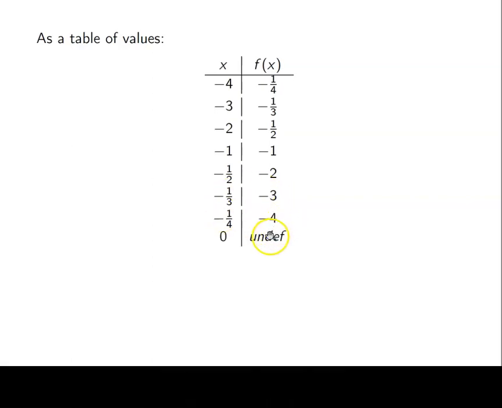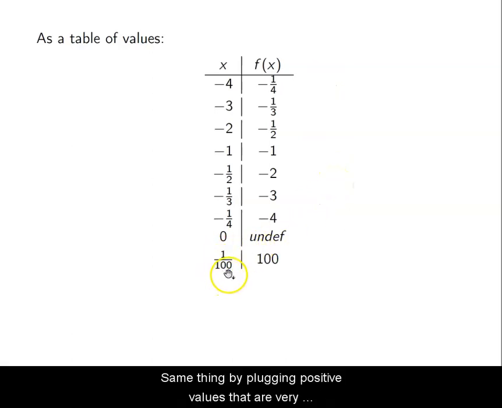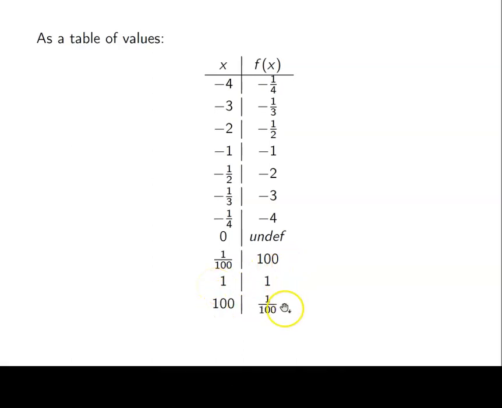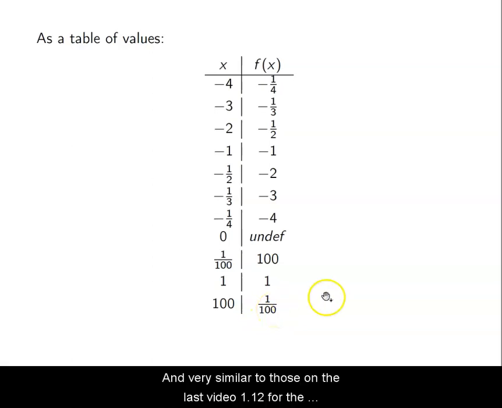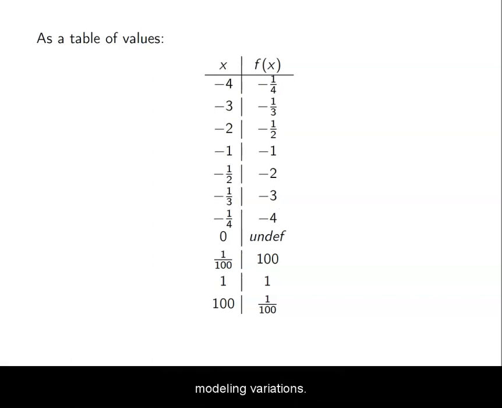It's a reciprocal function. If I do try to plug in 0, it's undefined because I can't have 0 in the denominator. Same thing if I plug in positive values that are very small, I get out very large values. Okay, so again, very similar to what we were talking about in the last video, 1.12, on modeling variations. If I plug in something large, I get out something small. If I plug in something small, I get out something large because of the nature of the function. Right? So that's it. I'll see you guys on the next video.